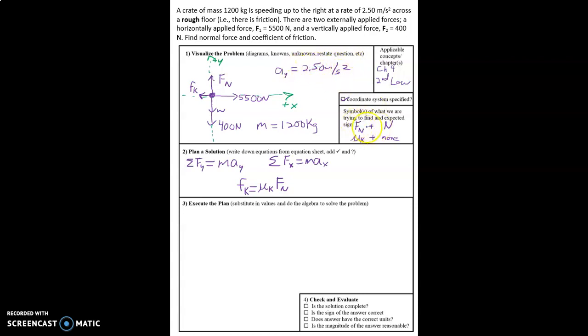We're going to be looking for the normal force and the coefficient of kinetic friction. Both of those are going to be positive. The magnitude of the normal force, which is what we're always finding using the second law, is always a magnitude, so it's going to come out positive. We're going to be getting the normal force in units of newtons and no units for the coefficient of friction.